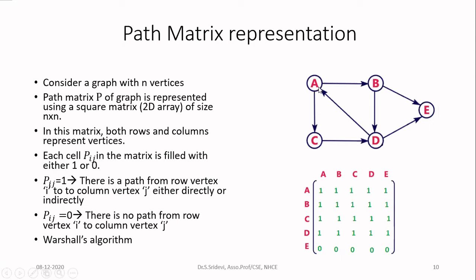So here the size of the matrix will be equal to n cross n, where n is the number of vertices. I have 5 vertices in this, so 5 rows and 5 columns you have to represent. Now let us consider node A. You have to check whether there is a path from A to A. If so, in the first cell, you will write 1.